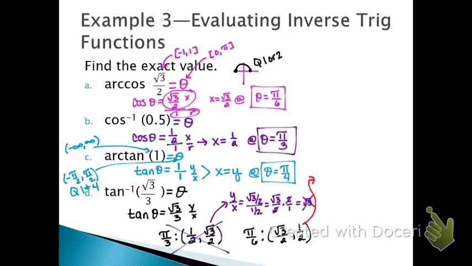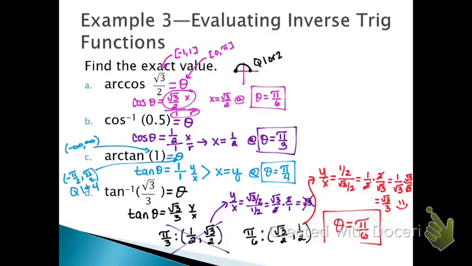So I'm going to come up here and do this. So y over x. So 1/2 over the square root of 3 over 2. Keep it, change it, flip it. Can't have the radical on bottom, so multiply the top and bottom by it. And we get square root of 3 over 3, which is what we wanted, right? So by doing that, we found our theta was equal to what? Pi over 6. Wow, they're all pi over 6. Just a coincidence.